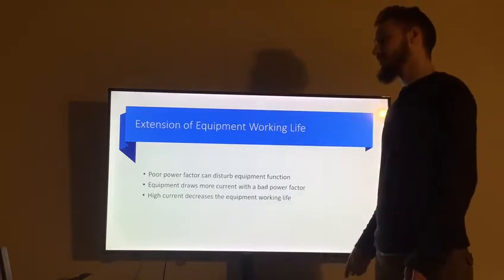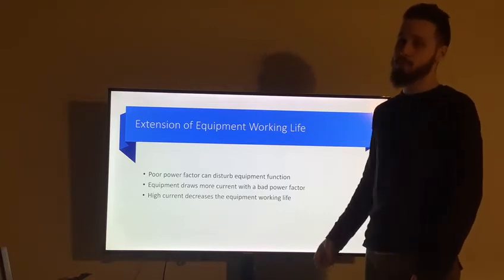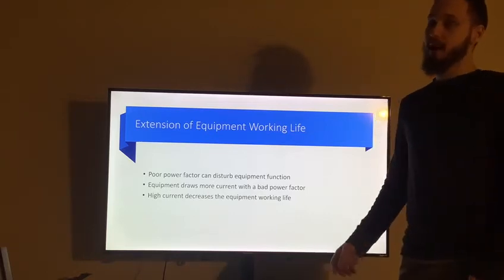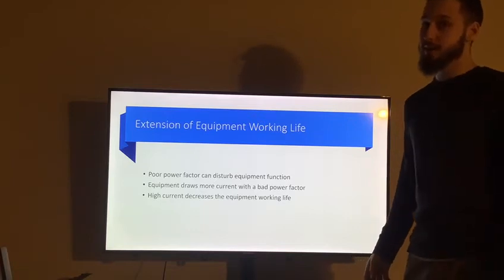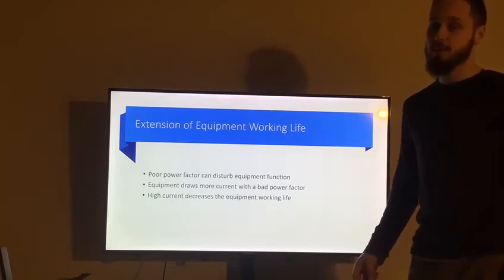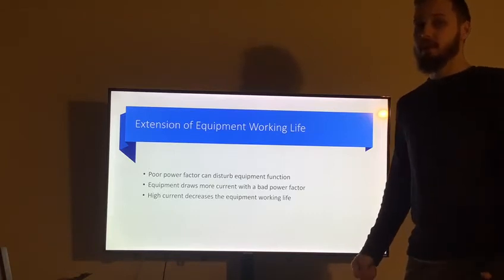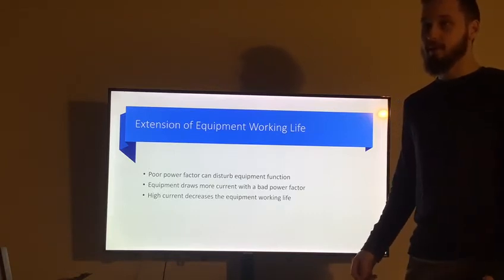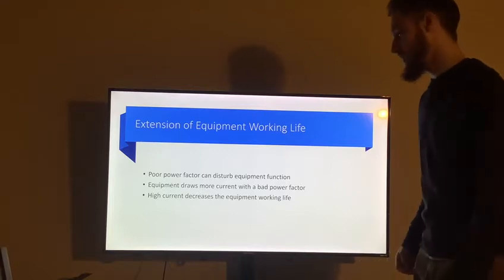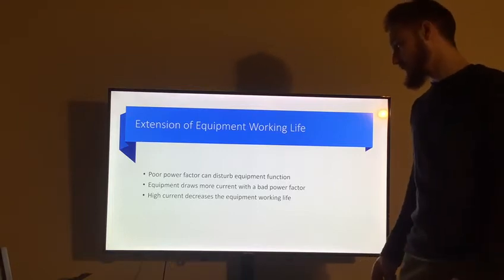Another benefit is the extension of the equipment's working life. By providing a more steady current and a current that the equipment is designed for, we are reducing the amount of current that flows through the equipment, reducing the heat and extending its working life.